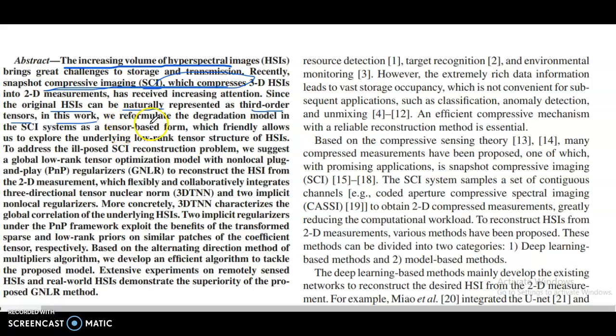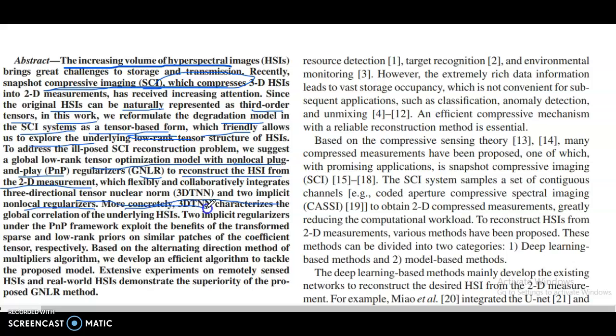In this work, we reformulate the degradation model in the SCI system as a tensor-based form, which allows us to explore the underlying low-rank tensor structure of HSIs and address the ill-posed SCI reconstruction problem. We suggest a global low-rank tensor optimization model with non-local plug-and-play regularizers, GNLR, to reconstruct the HSI from the 2D measurement, which is flexible and collaboratively integrates three-directional tensor nuclear norm, 3D-TNN, and two implicit non-local regularizers.